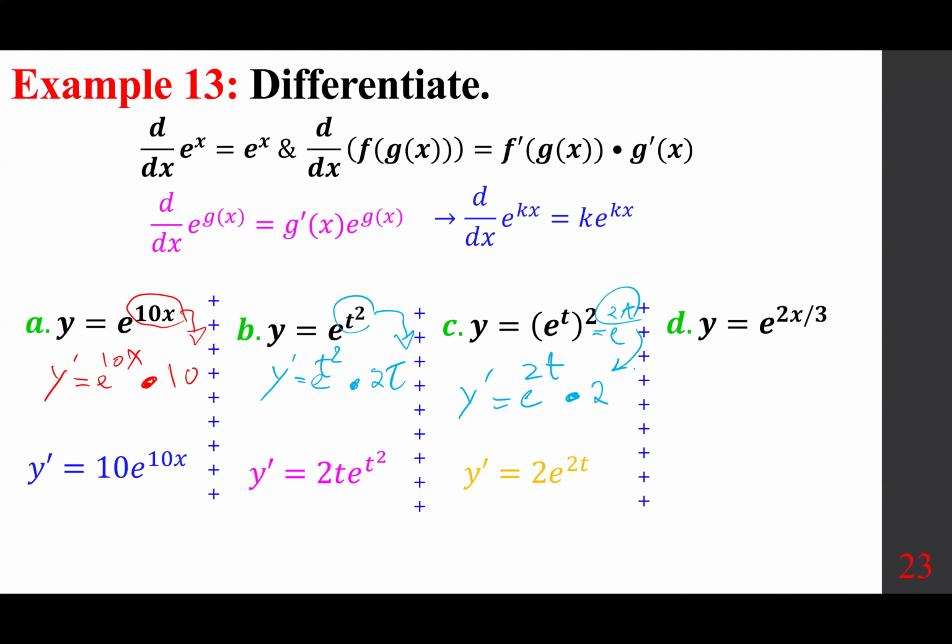y equals e to the power of 2x over 3. I want to make sure that you recognize this one as 2/3 x. Then we write y prime is itself, e to the power of 2/3 x. Just repeat the function. And then the derivative of that is times 2/3. And you put the 2/3 in front, and you're done.